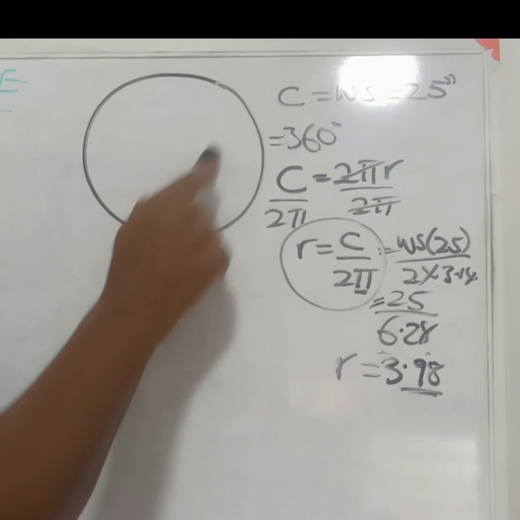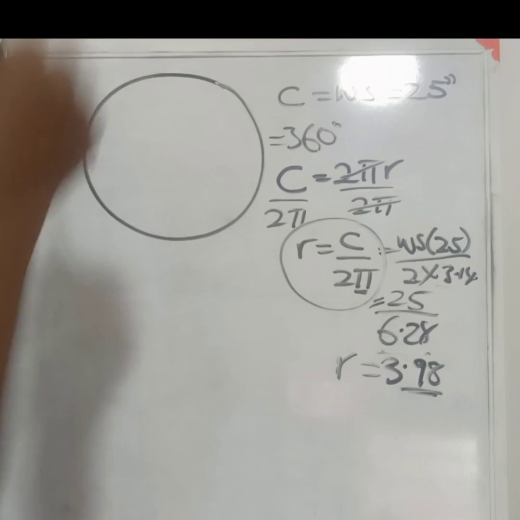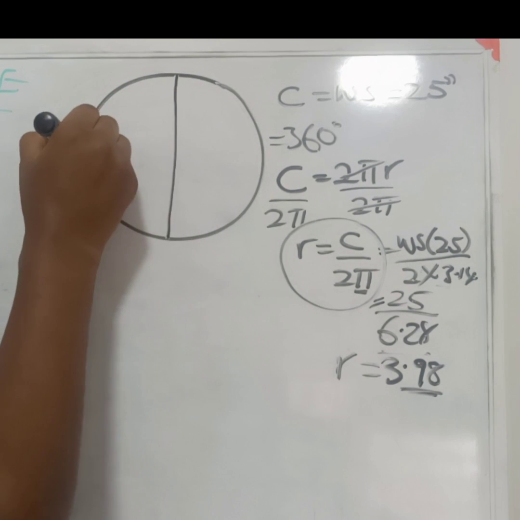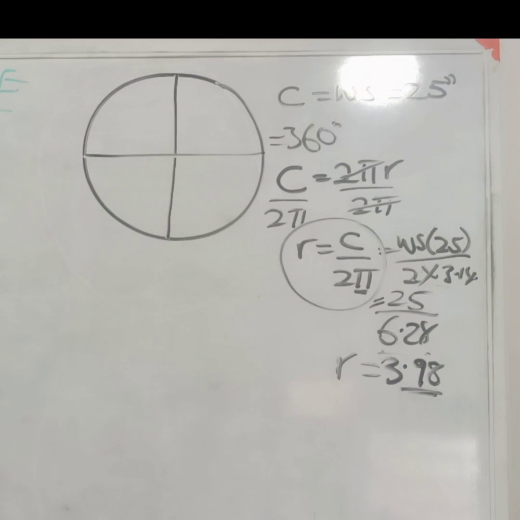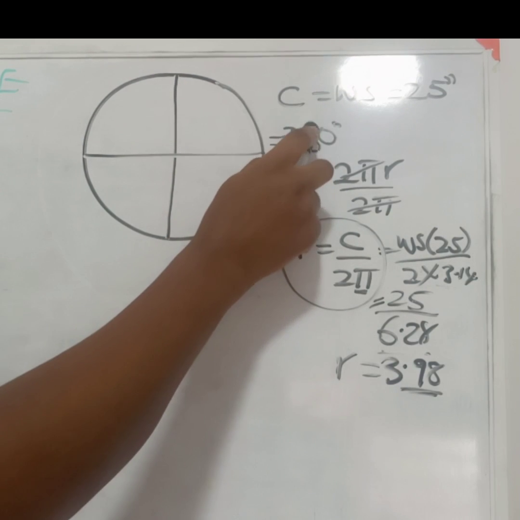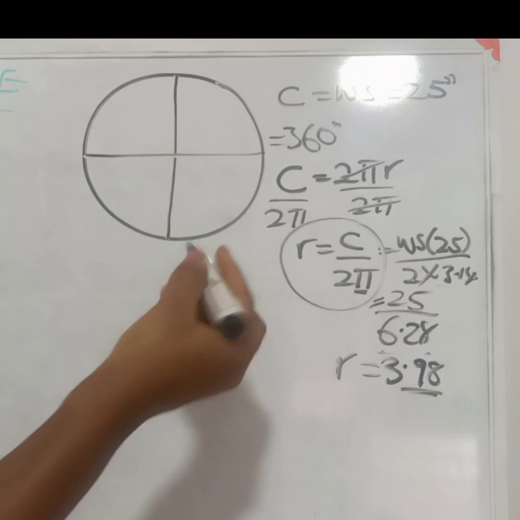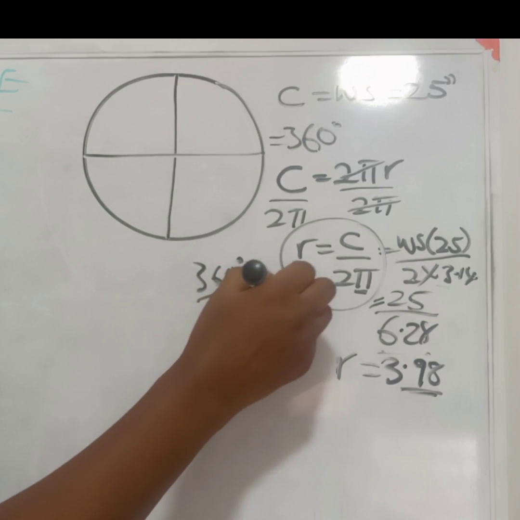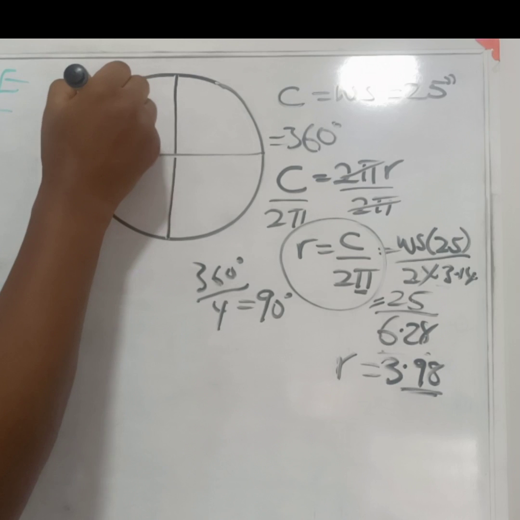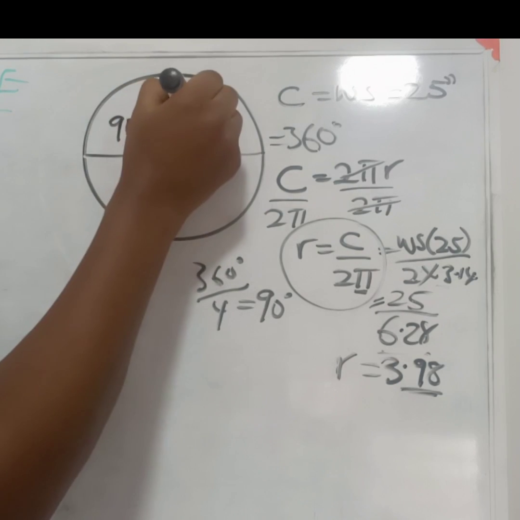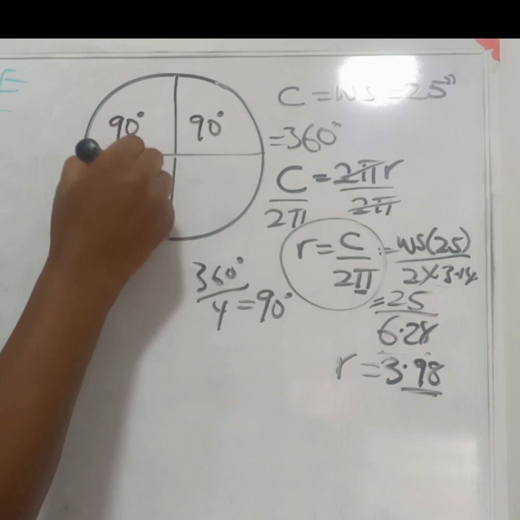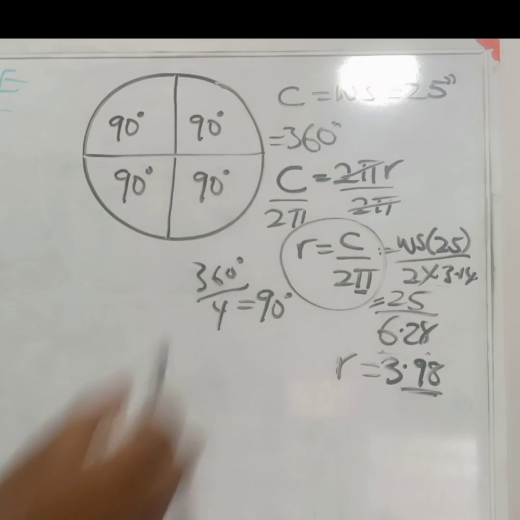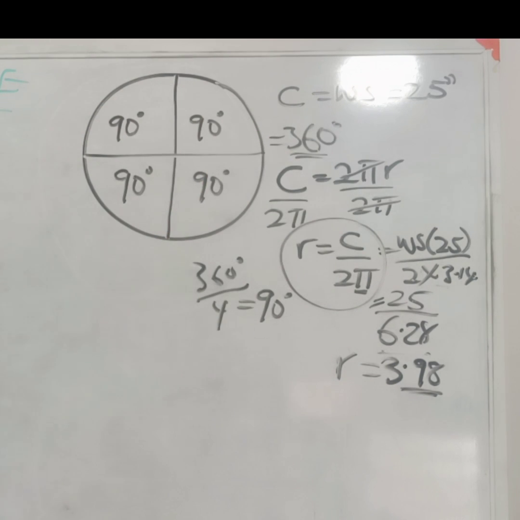So to do that, this circle, we are going to divide into 4 equal parts. So if we divide 360 degrees by 4, that is going to give us 90 degrees. So it means that each of these is 90. So you have 90, 90, 90, 90. And by the time you sum all of them together, you are going to have 360 degrees.